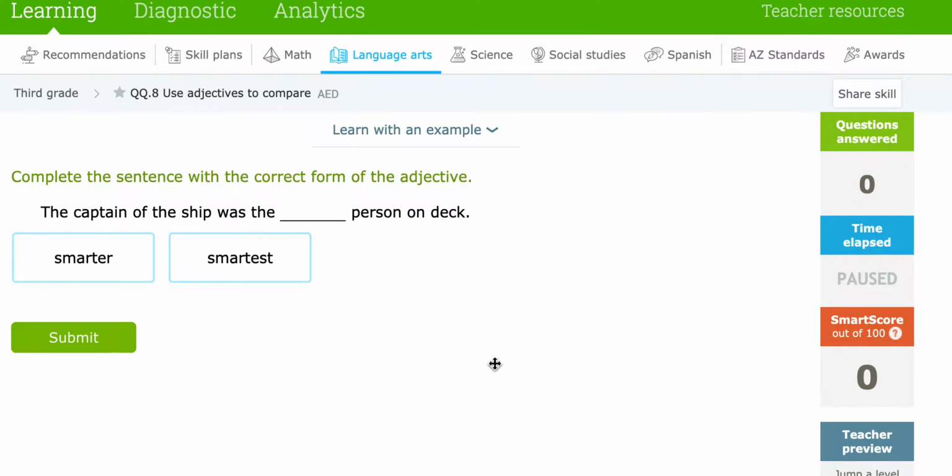All right, in our sentence we have to first read our instructions, complete the sentence with the correct form of the adjective. The captain of the ship was the blank person on deck. So, on deck, are there more than two people? We're going to say yes, so then we would say smartest. So they're talking about more than two people. So we'd want to end it in EST.